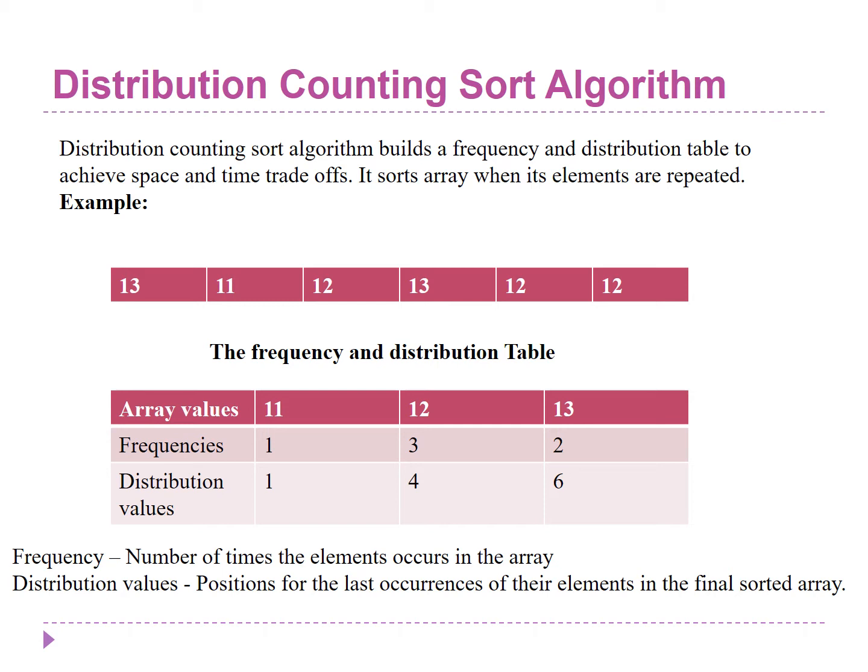So we could notice that the frequency is the number of times the element occurs in the array, and the distribution values are the position for the last occurrence of this element in the final sorted array. This extra storage for storing the distribution value helps in the space and time trade-offs of the algorithm. The distribution value array, which contains the distribution values for the input range of numbers, will help to achieve better time complexity.